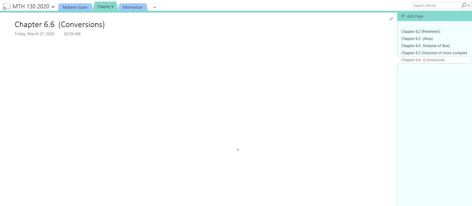Let's move on to chapter section 6.6. Here we're going to talk about conversions. And essentially what a conversion is just another way of writing a particular type of unit. So for example, suppose we have 1 meter, something that is 1 meter long. Well, 1 meter is the same as 1.09 yards, and that's the same as 3.28 feet.